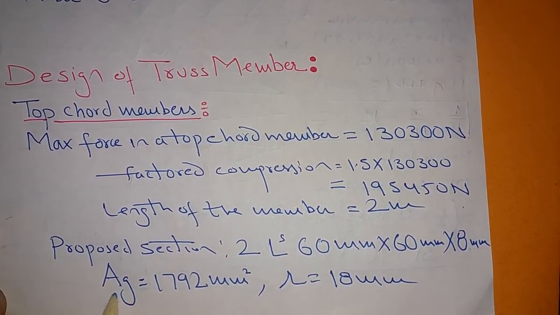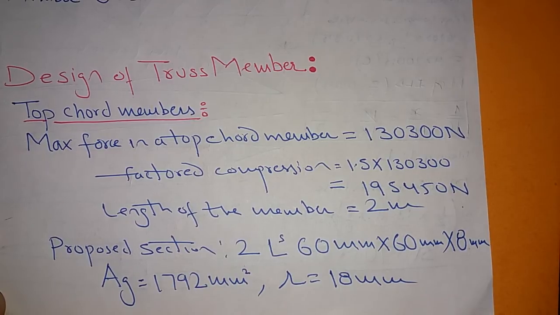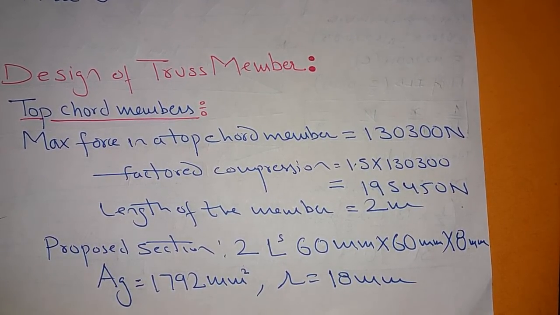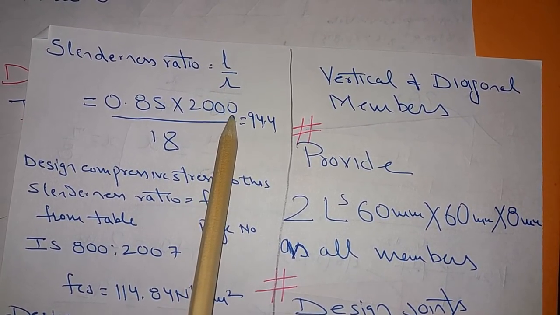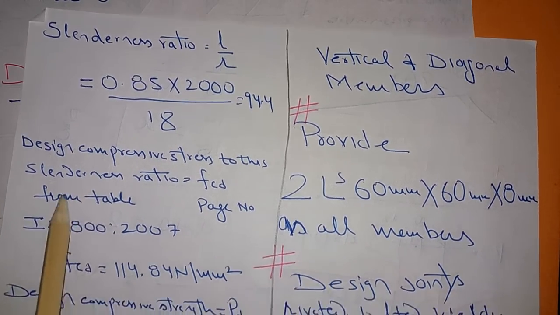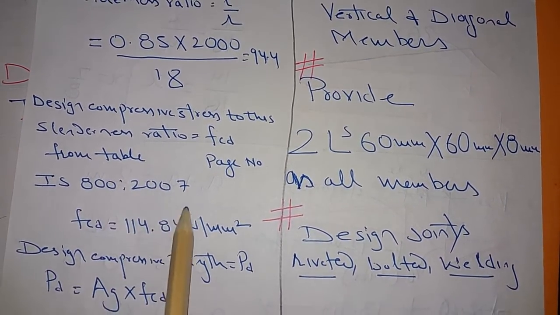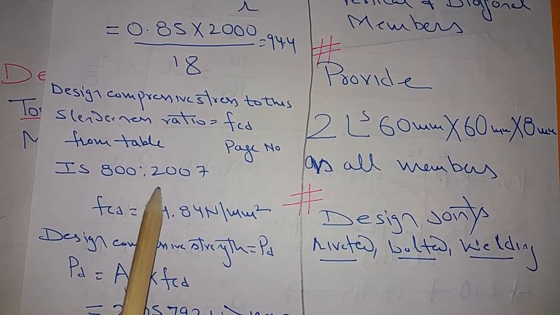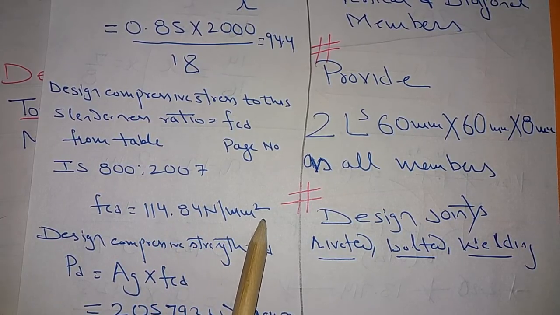Now with the help of the steel table we can have gross area and radius of gyration. So now for this particular one we can calculate slenderness ratio. This is L by R. Again, design compressive stress according to the slenderness ratio, FCD from steel table, Table number 9, IS 800 2007. FCD is 114.84 Newton per millimeter square.